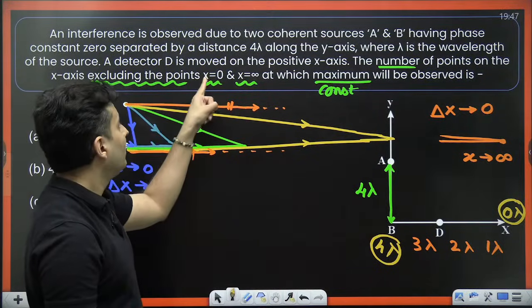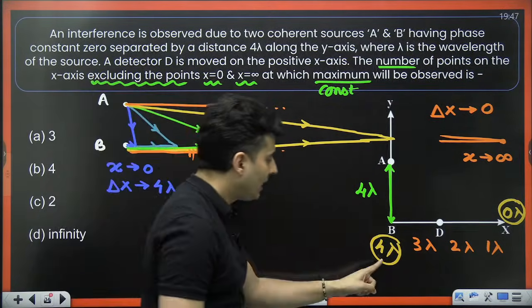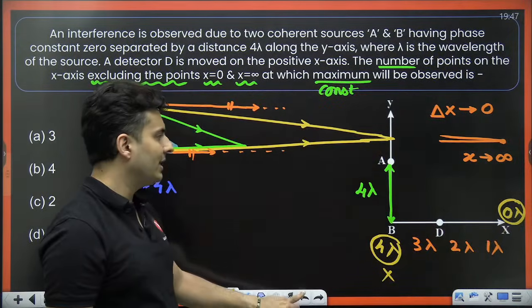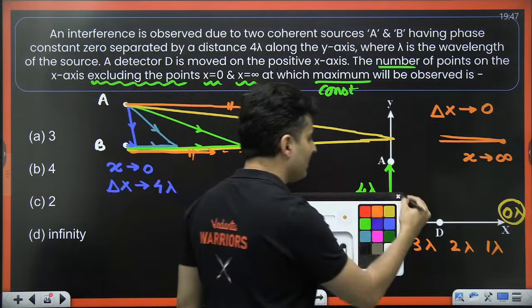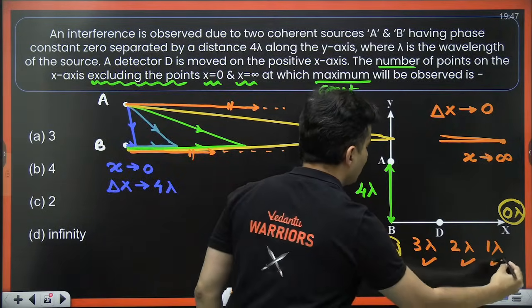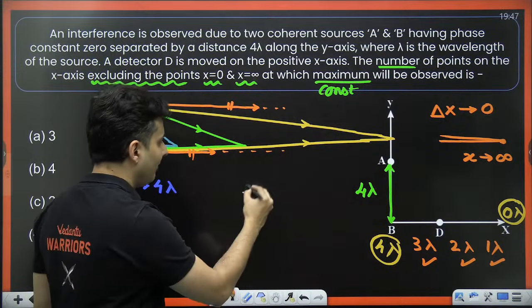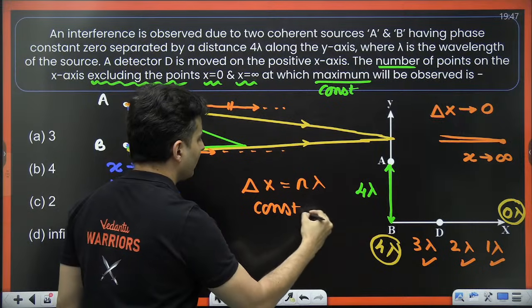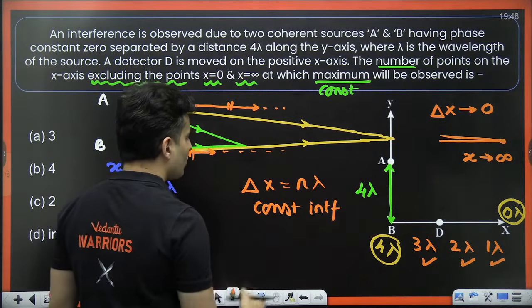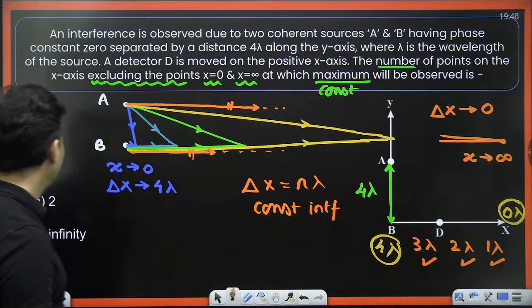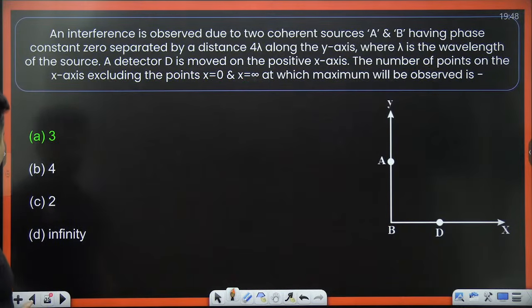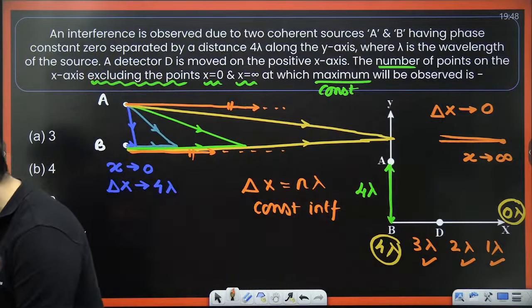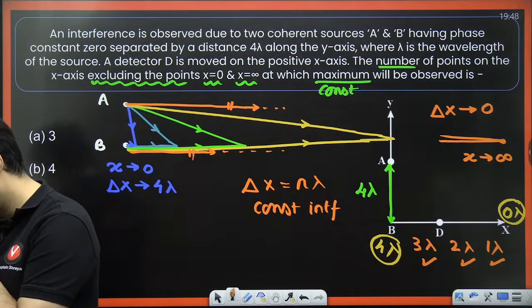But what is the question? Exclude 0 and exclude infinity. Isn't that what they have mentioned? So the only points which you have to consider are in between them. So there are 3 points where delta x is n lambda for constructive interference. So how many such points are there? 3 points. Hence the answer is option A, which is 3. Is that clear? Yes, very good.